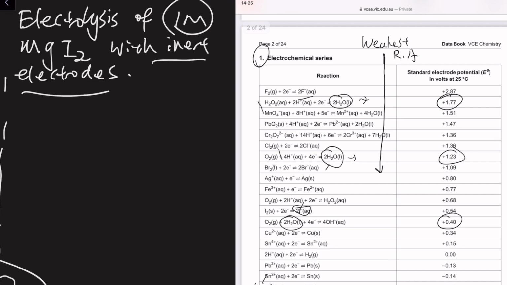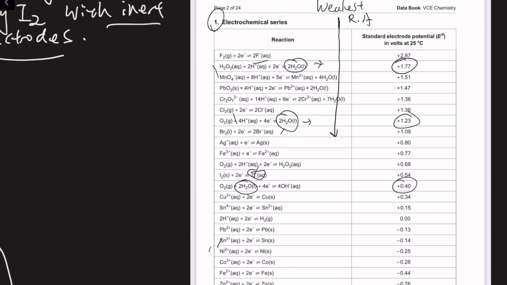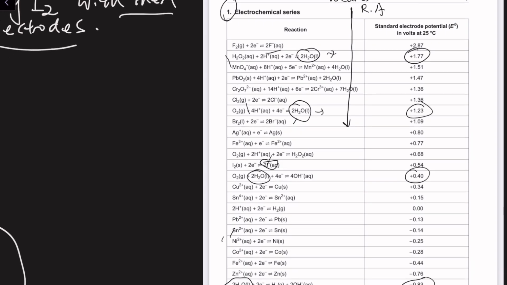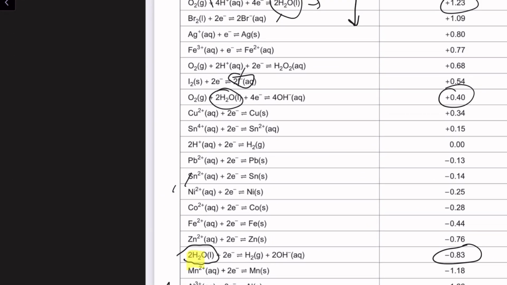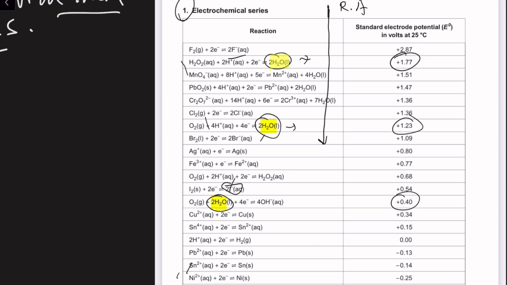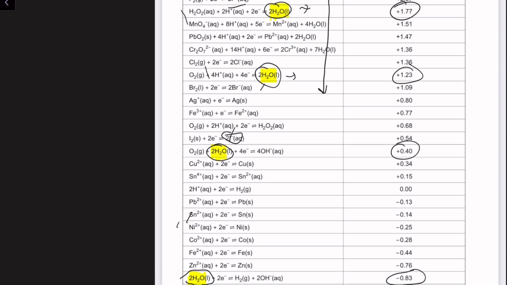So that's when reading the question becomes very important. The 1 molar implies that you have aqueous solution. An aqueous solution means you have water present. And we know that water is a very big problem when you are doing electrolysis. So what I recommend you doing is you highlight everything with water here in your electrochemical series, so you don't forget you actually have water there, because it may actually react.